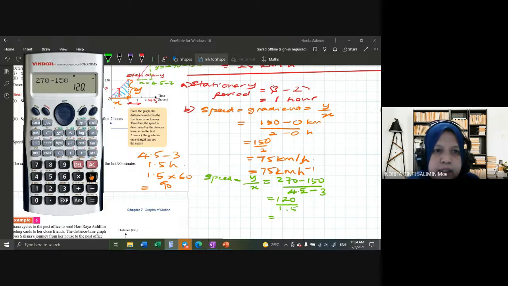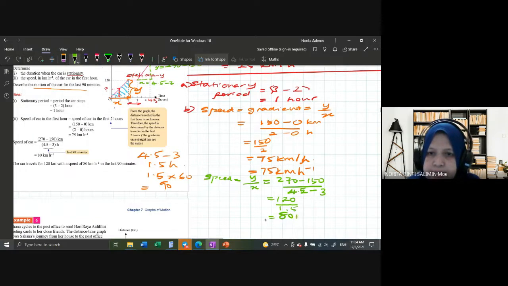120 divided by 1.5 is 80. That means the speed is 80 kilometers per hour, written as 80 km h^-1. Okay, this is the speed. So when the question wants you to describe, you have to describe.